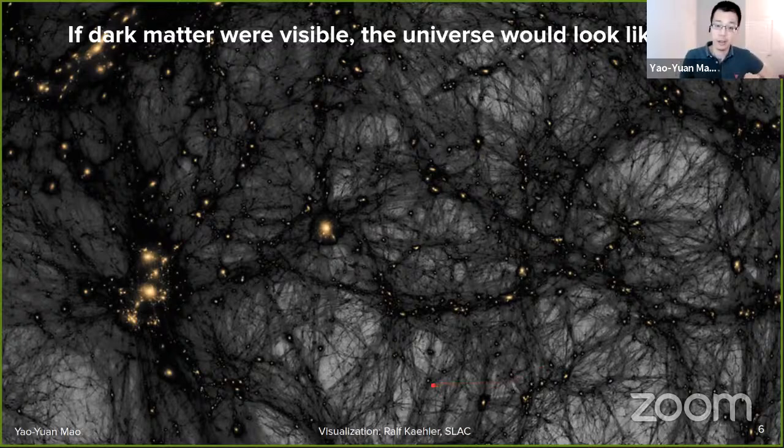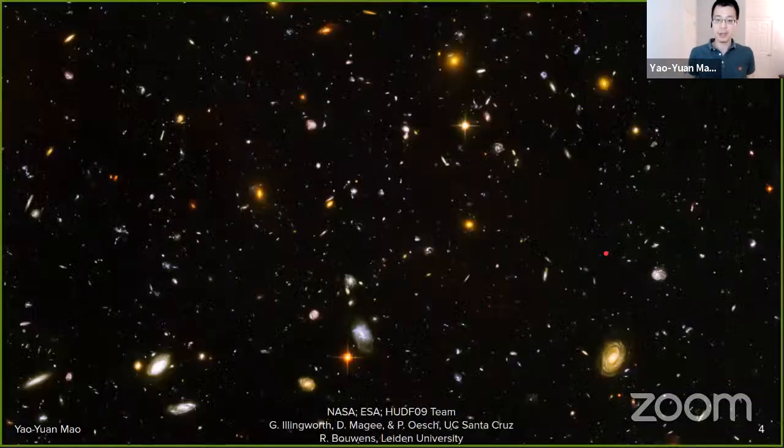Yeah, very good question. So the web you see is the existence of dark matter. And if you can see the galaxies as well, galaxies will live in all these bright spots, basically. And so when dark matter is not visible, this is what you see.